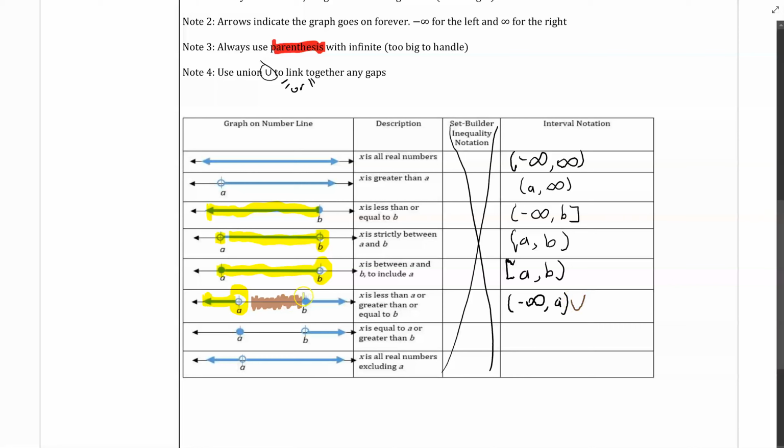And then continuing on, we have a closed circle at B. So closed circle means include, use a bracket, comma, and then continuing on, we hit a right arrow. So right arrow denoted by positive infinity, and we use a parentheses for all infinities.